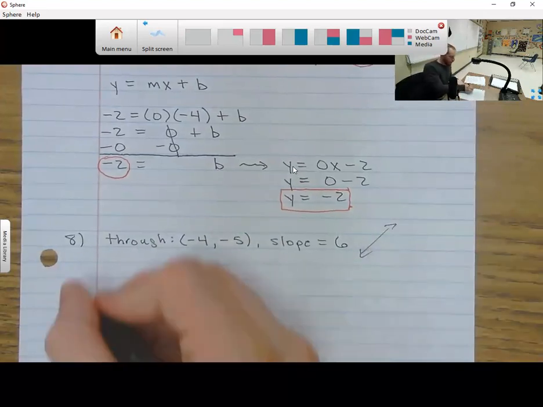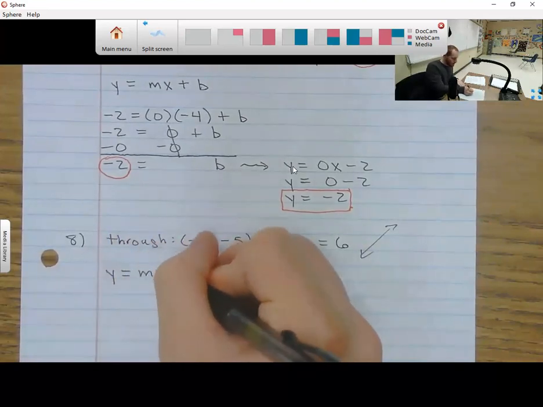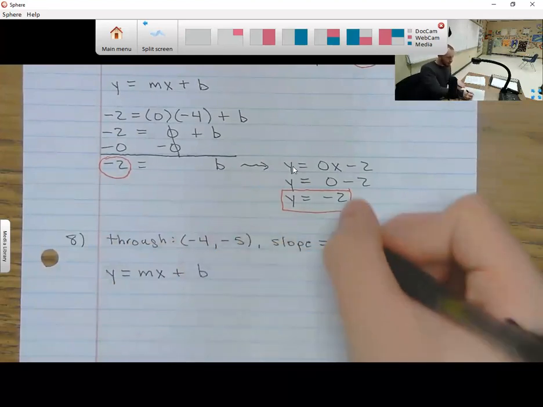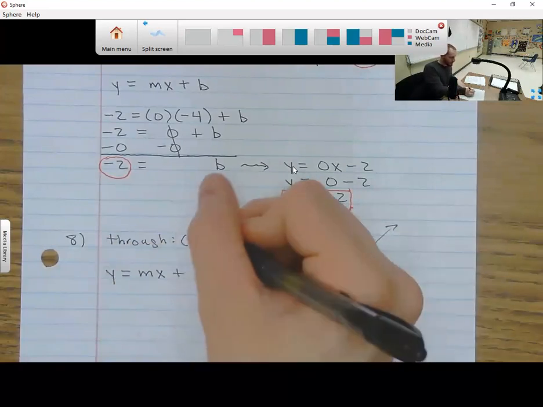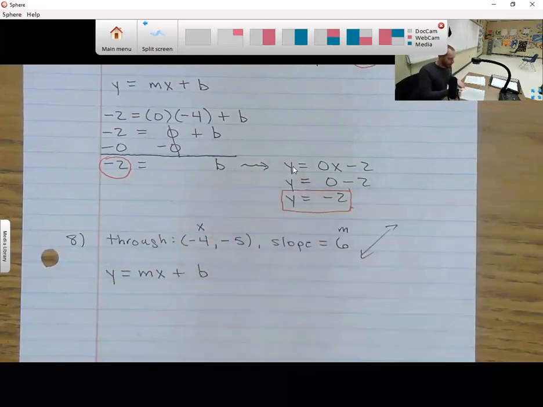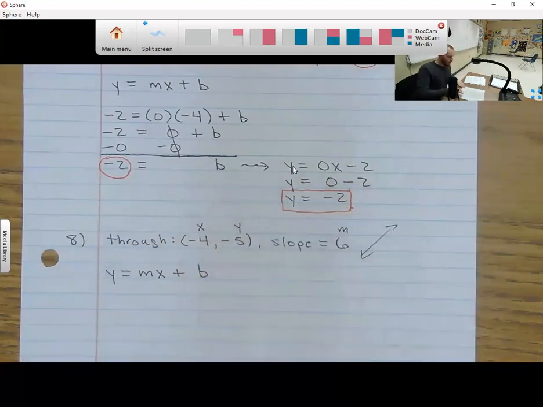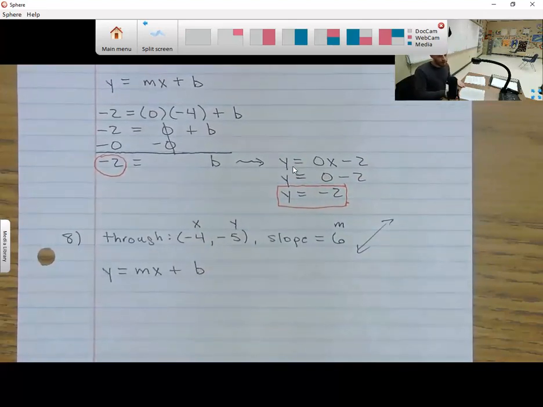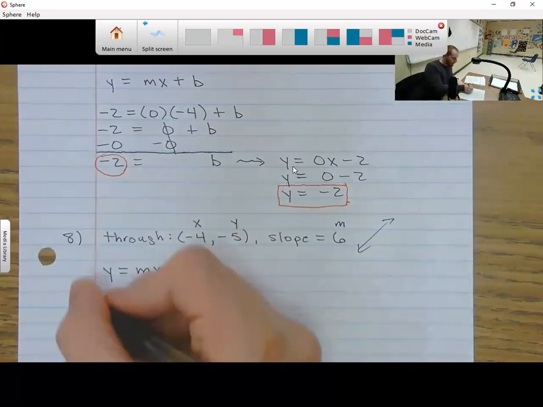So let me get my y equals mx plus b going. Y equals mx plus b. It tells me what m is. That's going to be 6. It tells me what x is. That's going to be negative 4. And it tells me what y is, right? The negative 5 right here. So now I have enough information to plug in and find out what b is, the y-intercept. So y is going to be negative 5.